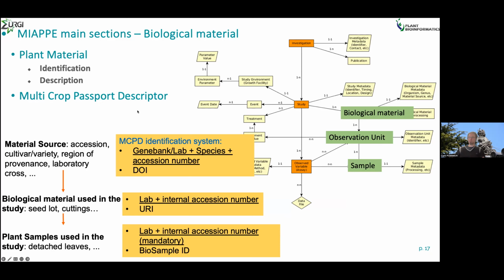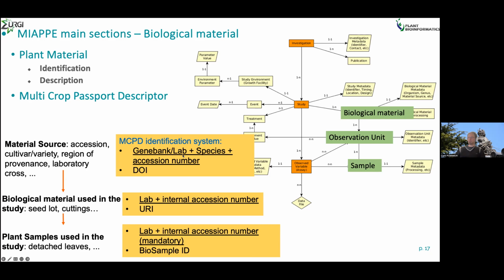So the multi-crop passport descriptor used in the different gene banks provides us with different levels of identification of the material. The first one is a material source. It's the plant genetic resource accession. But it can also be the cultivar or the variety, the commercial one sold by a breeder. It can also be the region of provenance, which is important for forestry, or of course, laboratory material, laboratory cross, or any scientific material built for a given purpose.